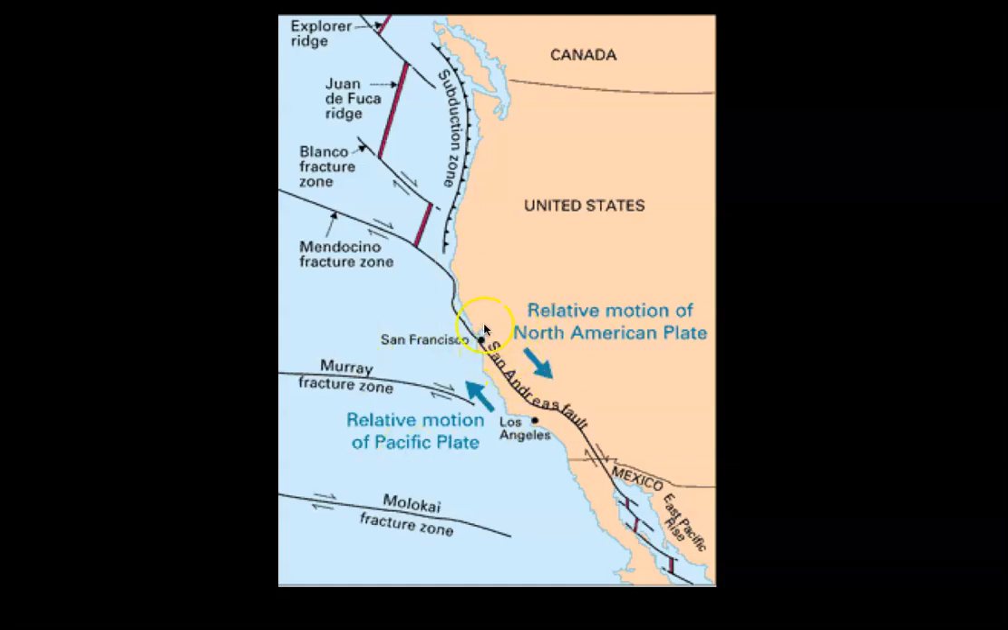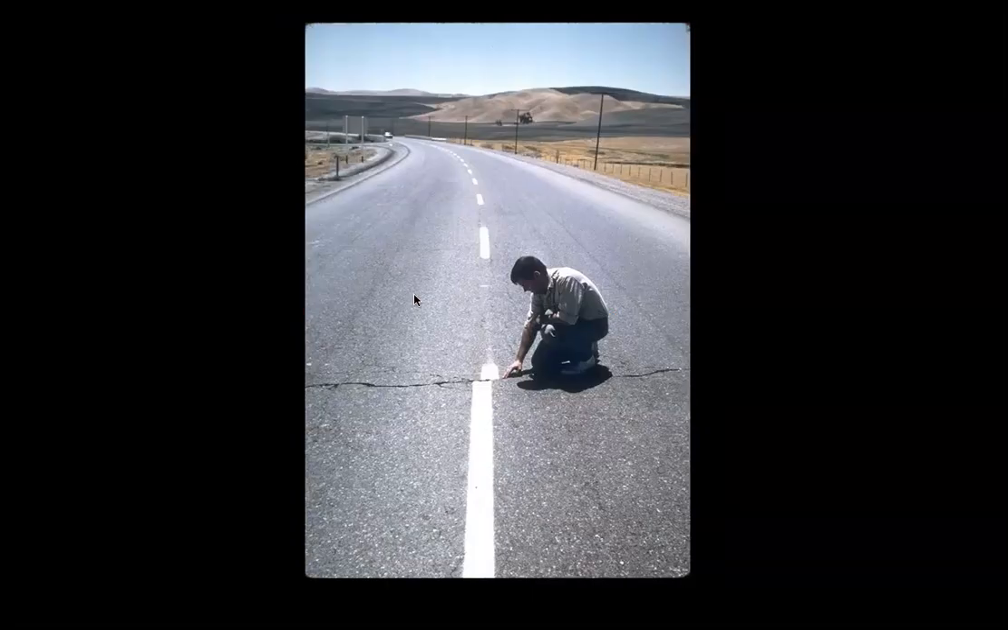This map of North America shows the San Andreas Fault. North America moves to the right of California. California moves to the right of North America. This road was damaged in an earthquake on the San Andreas Fault. This side moved to the right of this side. It is a right lateral fault.